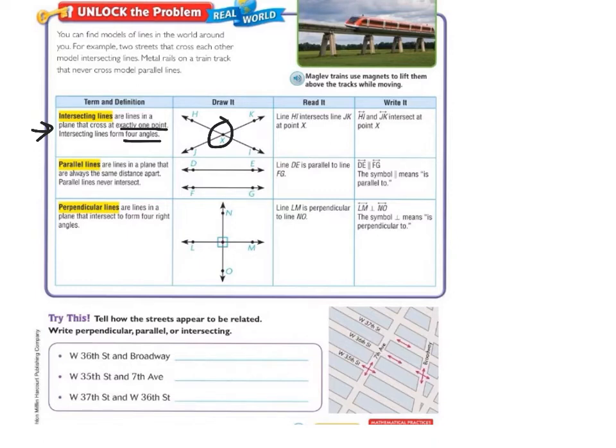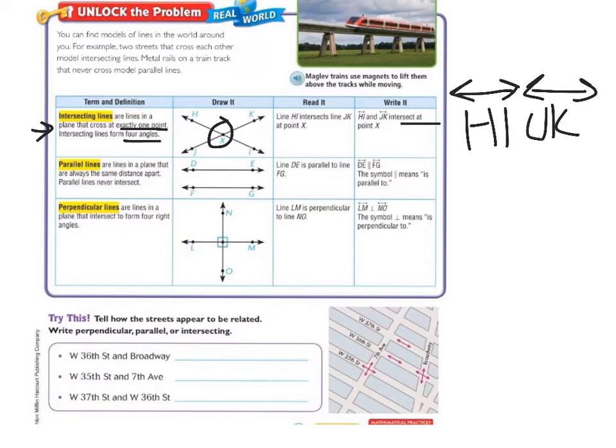When we are to write it, we need to think back to lesson 10.1 when we learned how to name a line. When we name the line HI, we write HI with a line above it and an arrow going in both directions, as the line doesn't specify an endpoint. When we write JK, we would do the same. JK with a line above it and two arrows going in opposite directions. Then we would state that they intersect at point X.